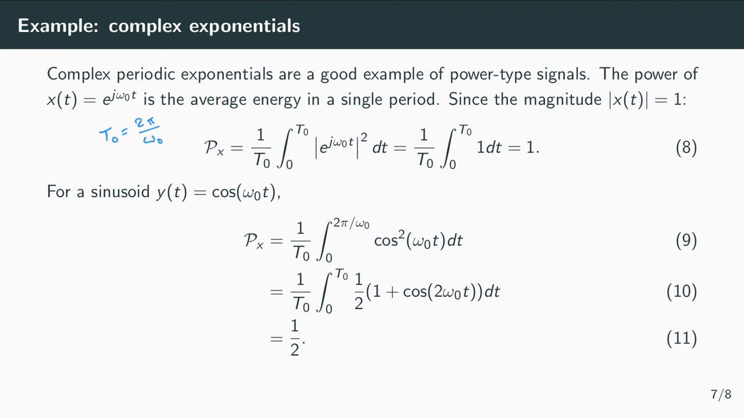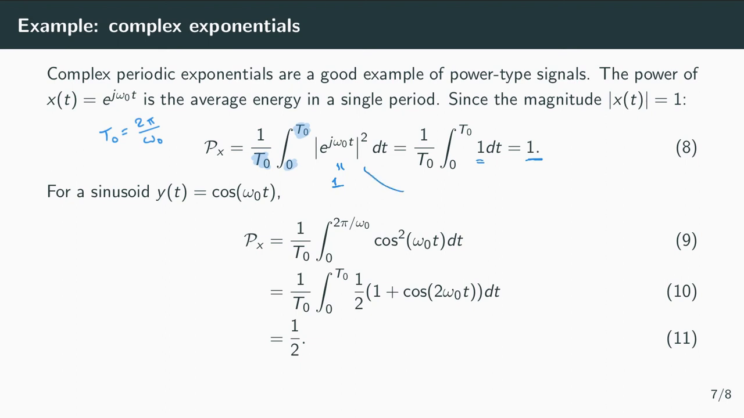And we're going to integrate over this interval from 0 to t naught. And then we're going to divide by the same t naught, right? But now we can look here, we're going to be taking the magnitude squared of this complex exponential, but the magnitude squared of e to the j something is just going to be 1. So that's why this integral turns into 1, and then we're just integrating 1 from 0 to t naught, and then dividing by t naught. So we're going to get a total power of 1.